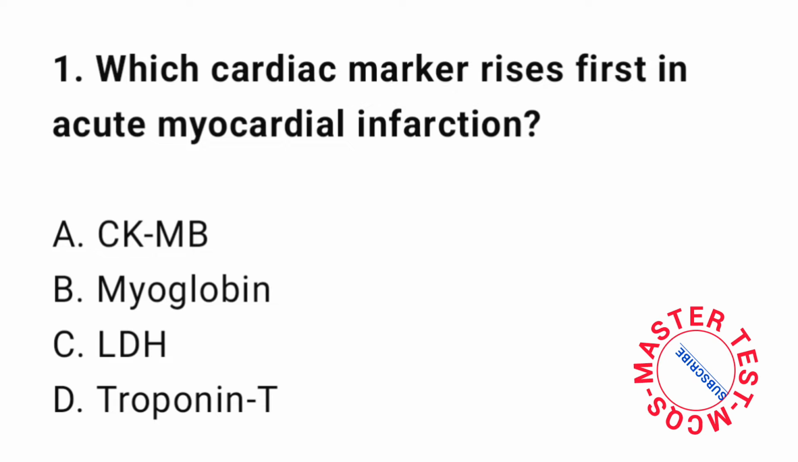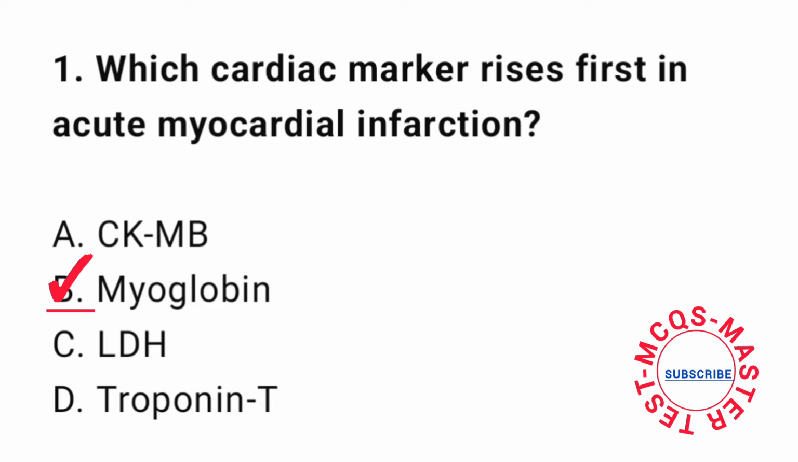Question number 1. Which cardiac marker rises first in acute myocardial infarction? The right answer is B. Myoglobin.